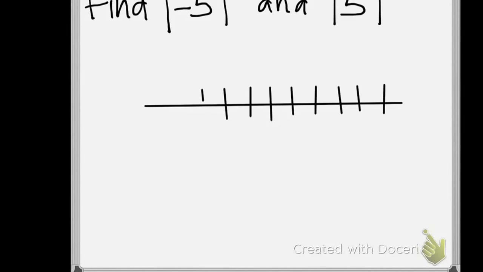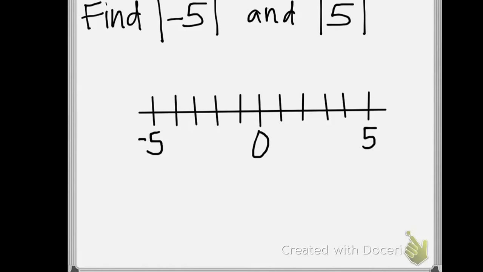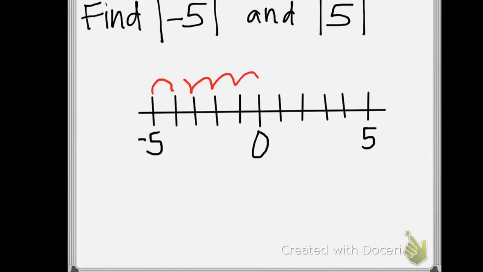So what I would like you to do now is to find the absolute value of -5 and of +5. Go ahead and hit pause while you figure that out. And when you're done, since we know that the definition of absolute value is the distance from 0, then we would just look here and count. So how many spots is -5 from 0? 1, 2, 3, 4, 5. So the absolute value of -5 is 5.